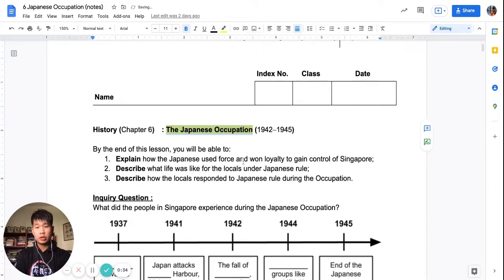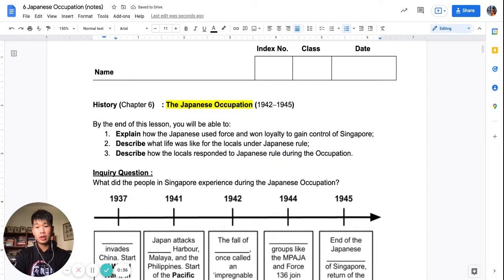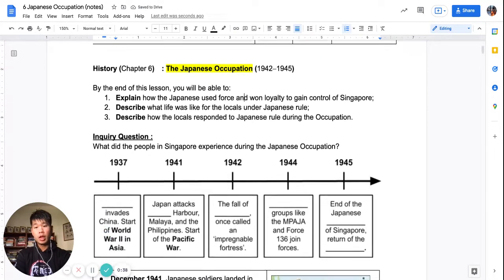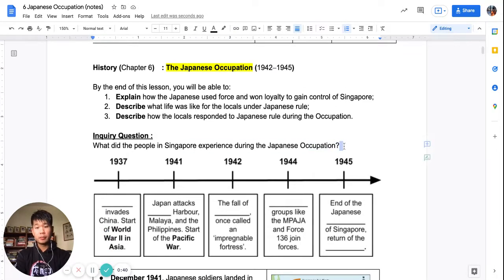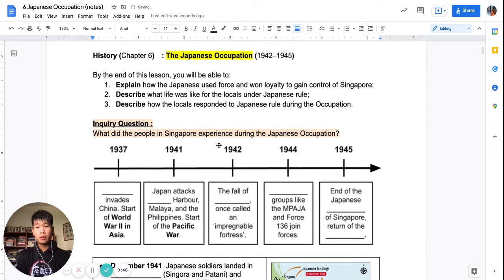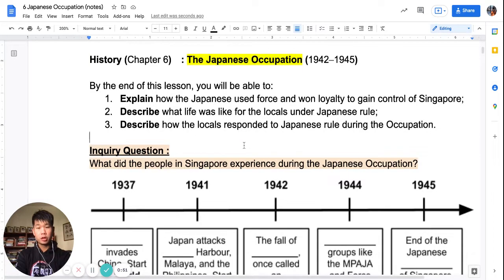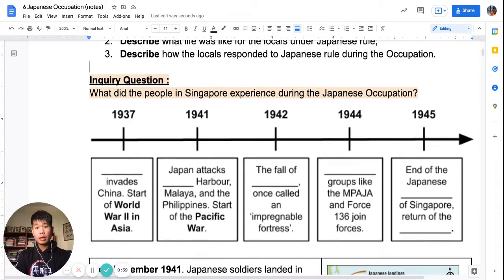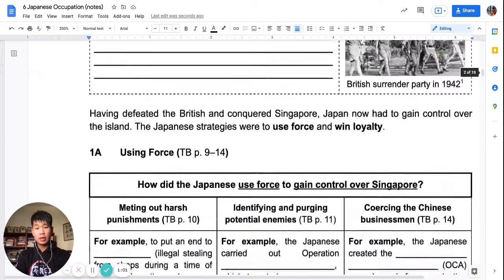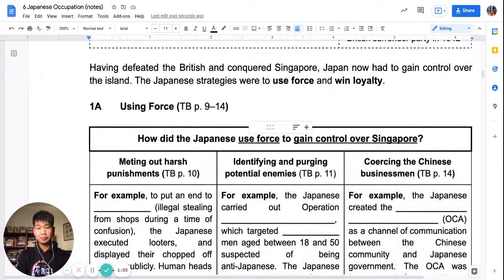We said that the Japanese occupation started after the fall of Singapore in 1942, and we said that we wanted to find out. Our inquiry for this chapter is, what did the people of Singapore experience during the Japanese occupation? How did they feel? What made them feel this way? Why did they feel in certain ways? So let's go to the first explained essay, which is on page 2.